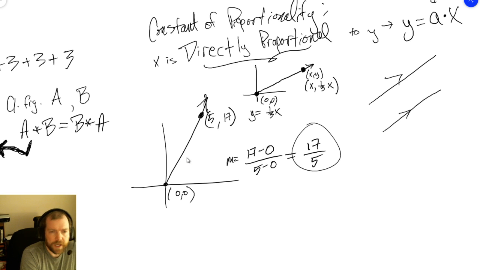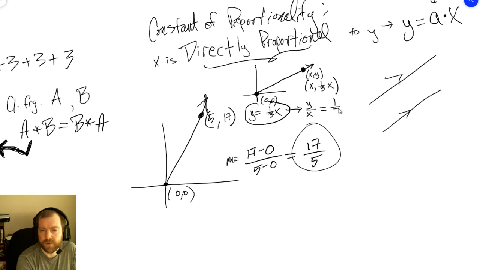The other way to look at it in this particular case is that since it goes through 0, 0, and since our x and y have a direct relationship to each other, you could also say that this is going to be y divided by x. So if you shift all of your variables to one side, y over x equals 1/3. Here in this relationship, y over x is 17/5.